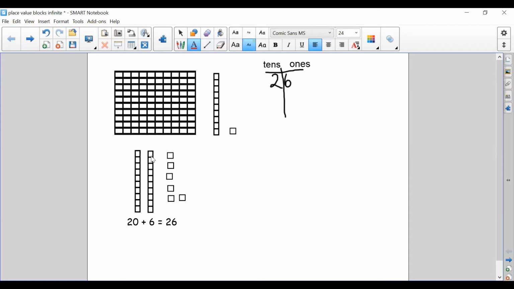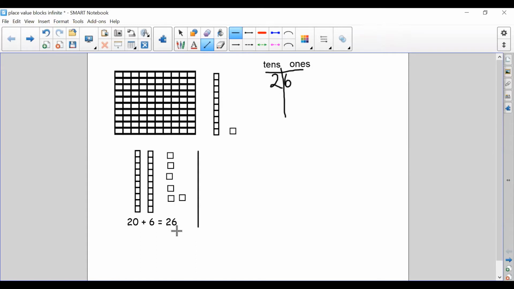Now, let's look at these little tens rods here. Do you know that a tens rod is made up of 10 ones? 1, 2, 3, 4, 5, 6, 7, 8, 9, 10. So if we took one of these tens and we cut it into 10 parts, it would still be 26, but it would just look a little differently. So another way we can show it, let's draw a line right here. So that's one way we can show it. So let's show it the next way, where we trade this 10 for 10 ones.